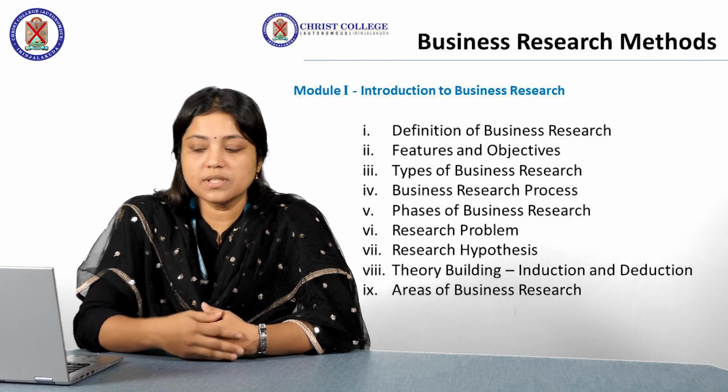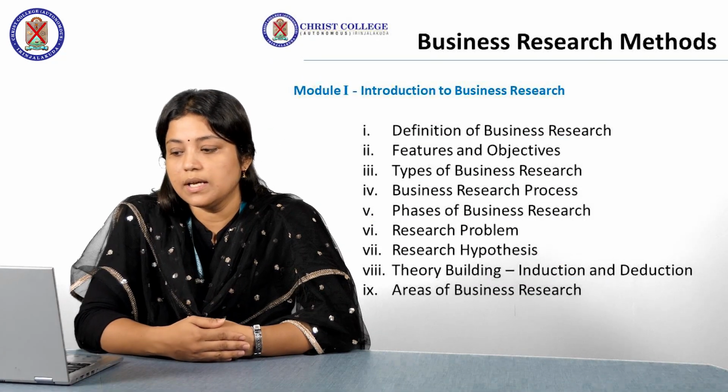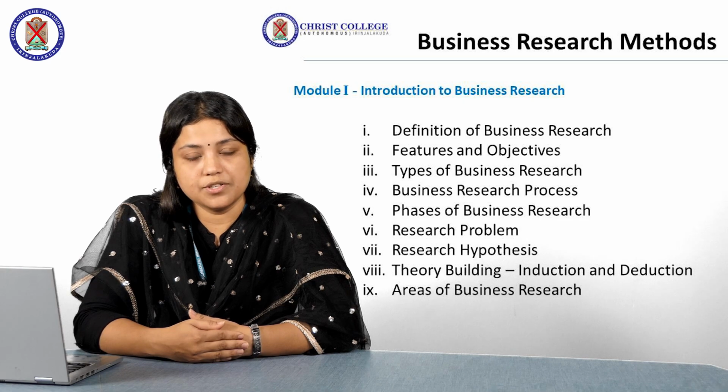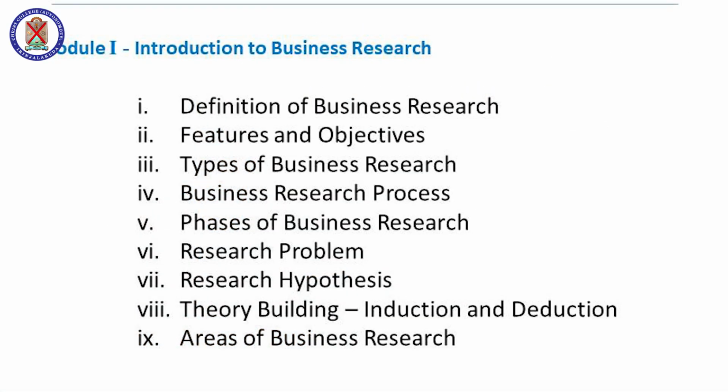So the first module is composed of a number of elements. The first module talks about the introduction to business research. It consists of definitions, features, types, business research processes, phases, research problem, research hypothesis, theory building including induction and deduction, and areas of business research. Now we can move on to our topic. As we all know, business is very crucial and it is very important to be analyzed and researched.